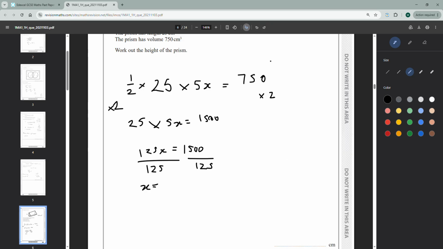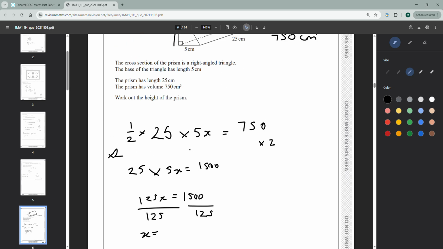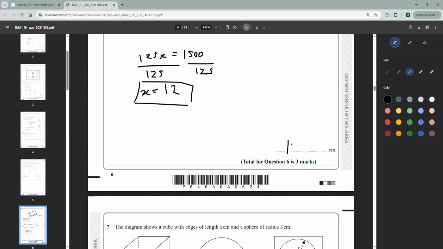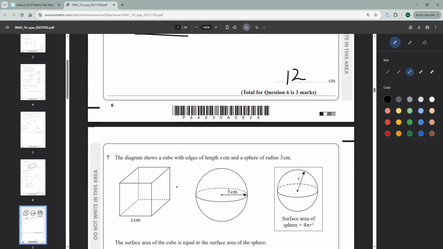Alright, so 125 times 10 is 1,250. 2 more, so it's gonna be... I think it's gonna be 14. Is it 14? No, it's 12. X is 12. Okay, X is 12. Is that the height? That's the height. Only 3 marks. I need more marks.